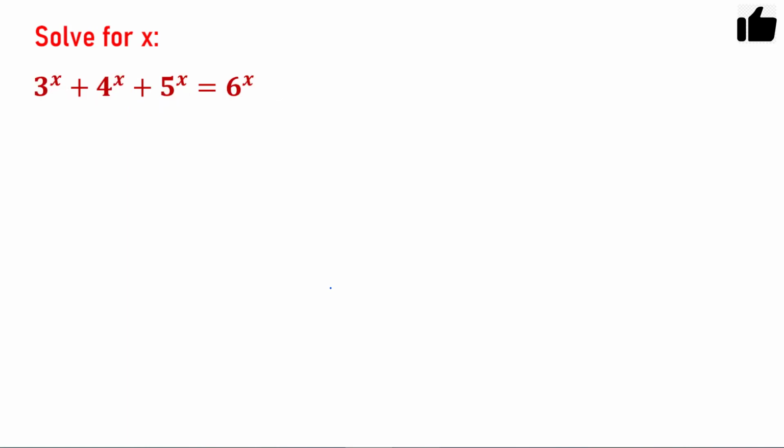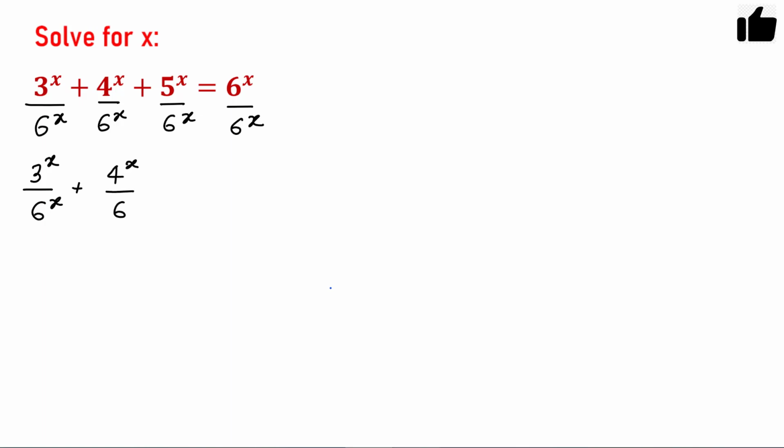So what I can do is divide both sides by 6 raised to the power x. Each term I can divide by 6 raised to the power x. Now the right hand side will become simply 1. So this is 3 raised to the power x divided by 6 raised to the power x plus 4 raised to the power x divided by 6 raised to the power x plus 5 raised to the power x divided by 6 raised to the power x is equal to 1.